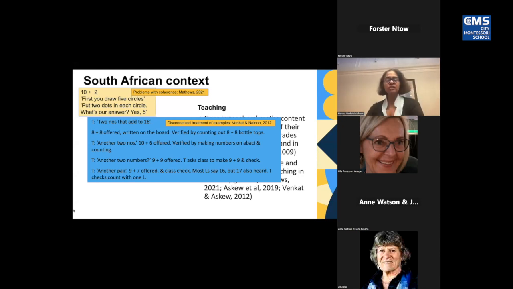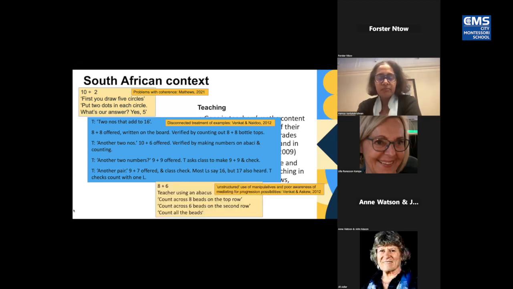Similarly, when 9 + 7 is offered, she asks the class to check. Most of the children say 16, 17 is already heard as the answer, and the teacher asks the children again to check and count with one learner coming up to do that. So what we were seeing there was a repeated going back to first principles counting. And one of the ways in which we characterized this teaching was a disconnected treatment of examples. Every example that comes up is treated as a new example where you begin from first principles again and again. And that was a phenomenon which we were seeing more widely as well. This is a particularly stark example, but we did see this kind of phenomenon more broadly.